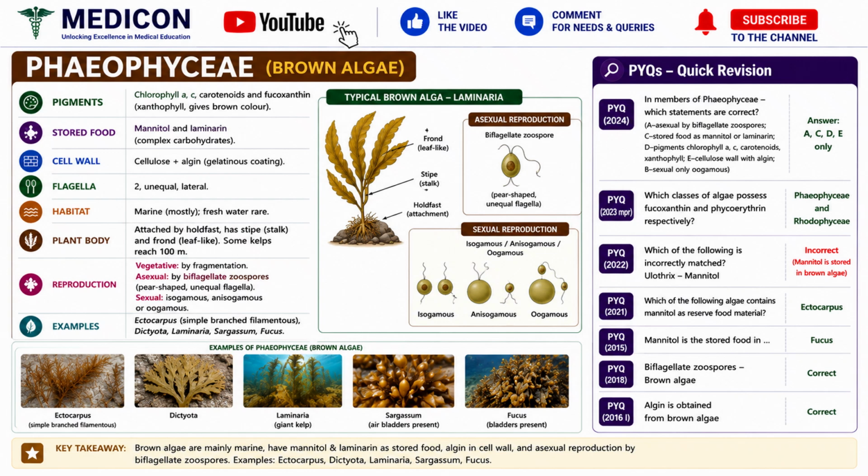Similarly, the sexual reproduction is isogamous, anisogamous, and obviously oogamous. Any one of these kinds can happen when it comes to sexual reproduction. The examples are Ectocarpus, simple branched and filamentous, and Dictyota, Laminaria, Sargassum, and Fucus. You can see the diagram here. Diagrams are present in the NCERTs also. The leaf-like structure is called the frond, and the holdfast is for attachment, and there is a stalk called the stipe.